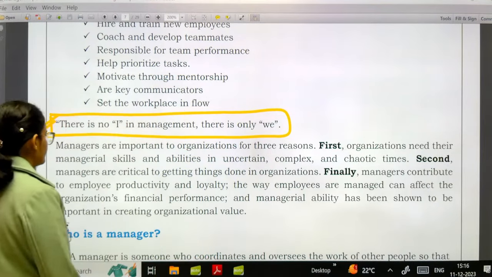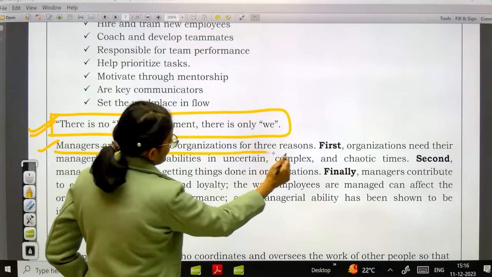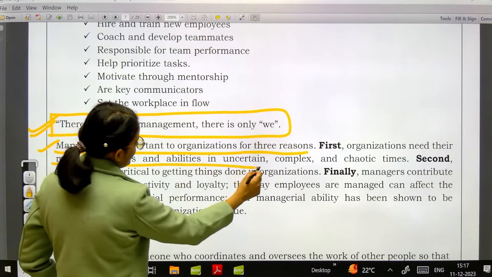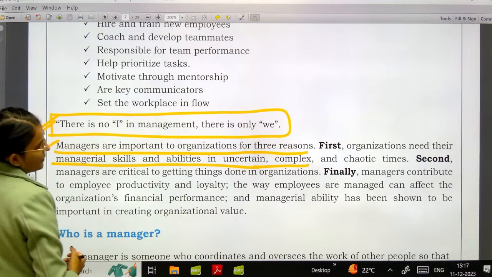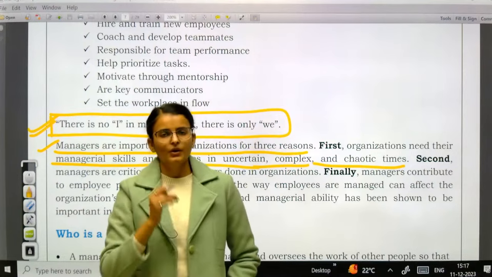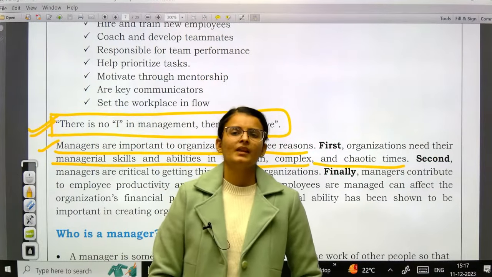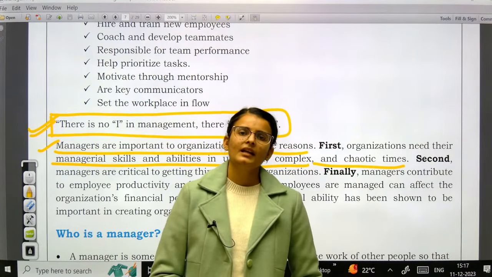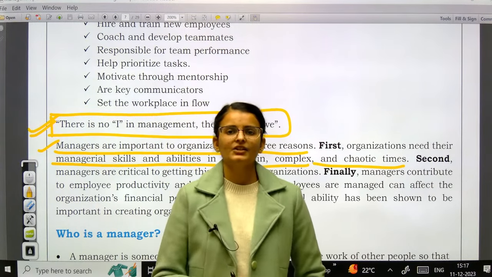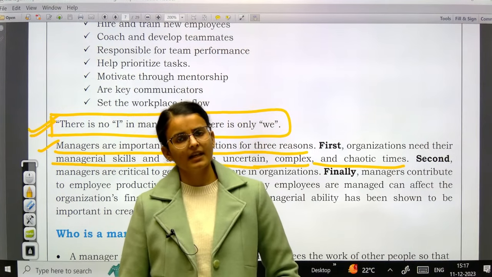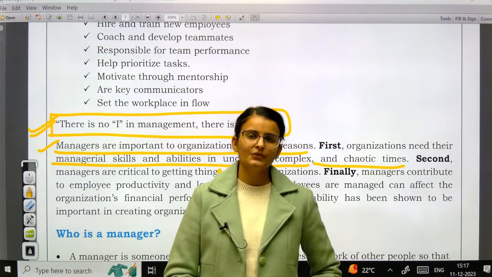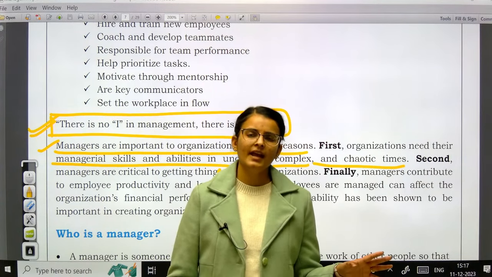Managers are important to organizations for three reasons. First, organizations need their managerial skills and abilities in uncertain, complex, chaotic times. Suppose there is a strike going on in a factory, and workers are participating in that strike, and they have decided that they will not work. Here the manager sees the situation as uncertain and chaotic, so he will come into place and play a crucial connection between the top leaders of the organization and workers.